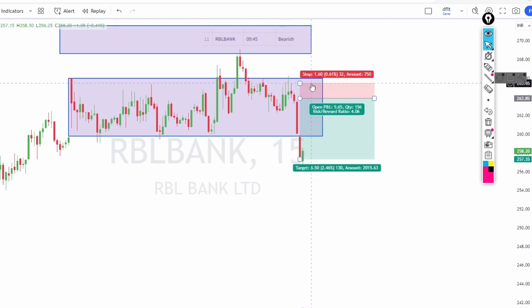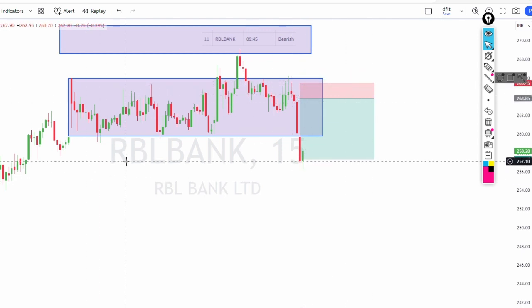265.45, so less than 2 rupees stop loss, and then my target was going to be, of course, the support here, which is at 257.4. So this is a 1:4 risk reward trade.